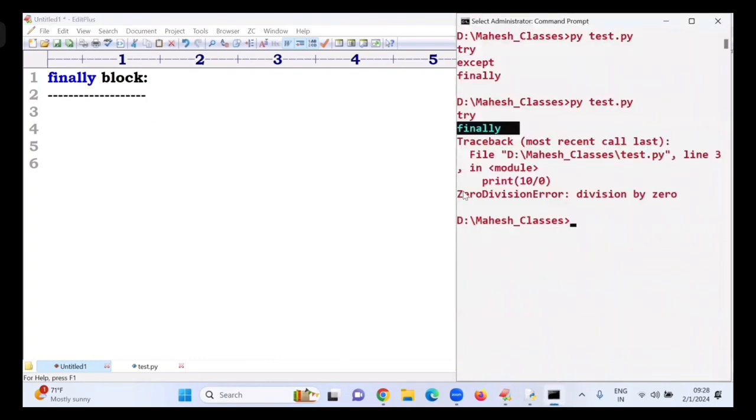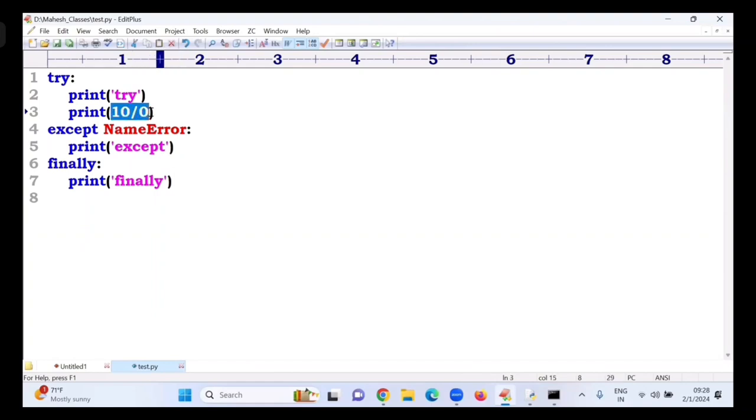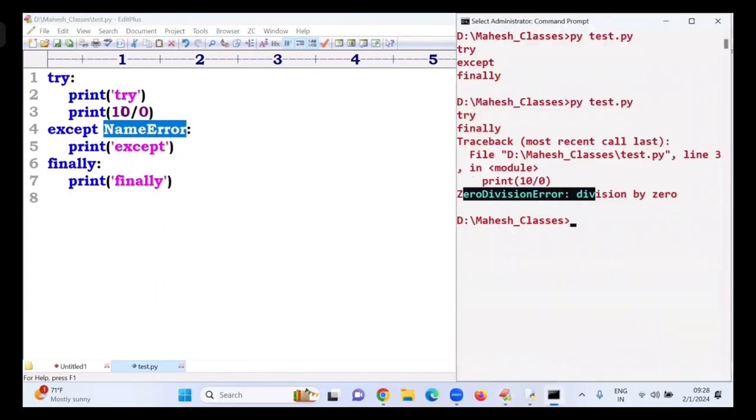Here, which error are you getting? ZeroDivisionError. Which class are you using? NameError. The corresponding class does not match. That is what I'm telling, abnormal termination. If the class does not match, you have not handled the exception, so there is still a runtime error in our program. That's why we are getting an error. It says 10 by 0, ZeroDivisionError in your program, but you gave NameError, so you did not handle the exception. That's why abnormal termination. It specifies you are getting ZeroDivisionError, but which one am I using? NameError, class not matching.